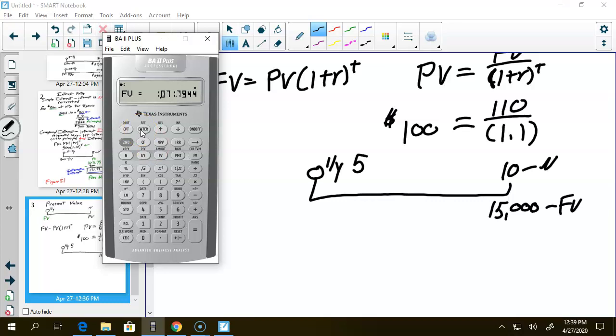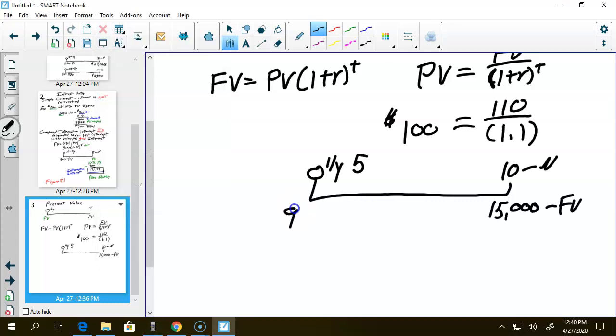We're doing a new problem, so the first thing we want to do is clear our time value of money. That's a second function, and I like to quit to get back to all my zeros here. Now, 10 years out, 5% is my interest rate. I'm looking for present value, so I don't have that. 15,000 is my future value, and I'm just going to compute present value. And I can see that's 9,208.70. 9,208.70 is the present value there.